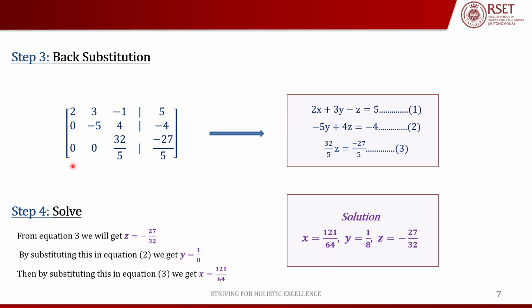And the next two variables' coefficients are 0, so we don't want to write that. So 32 by 5 into z equal to minus 27 by 5. That is the third equation. So you got three equations here. And I am solving it.